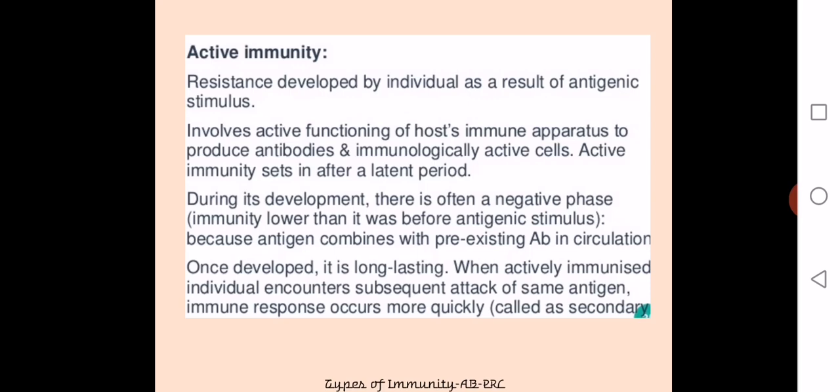There is a counterattack by the immune system, and by that the individual will recover, right? And also there is often a negative phase. That means initially the body becomes more susceptible to various infections because of the attack by the foreign substances, right? And the last point is very important. Once developed, it provides a long lasting protection, because these are developed once and they maintain memory, and hence they provide comparatively prolonged protection, right?